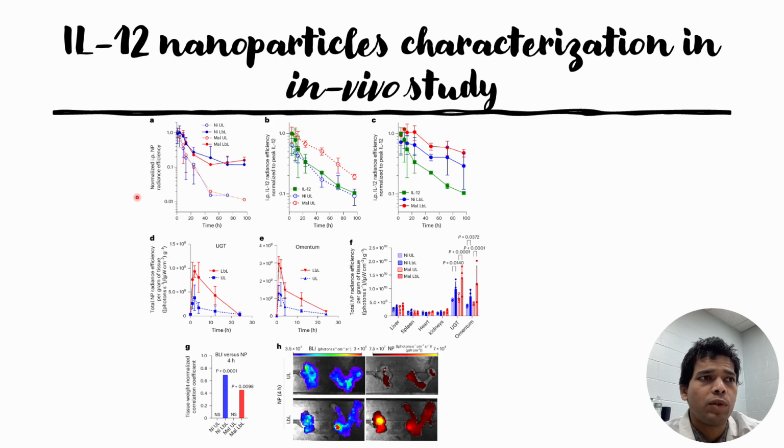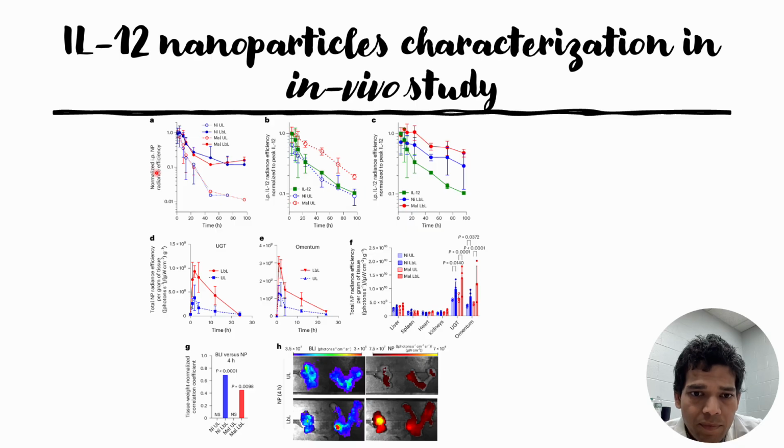In this study, they have used HM1 cells which have a luciferase reporter, and they use nanoparticles which have a fluorescence, and also they have the interleukin 12 fluorescence. So let's now go into the results.